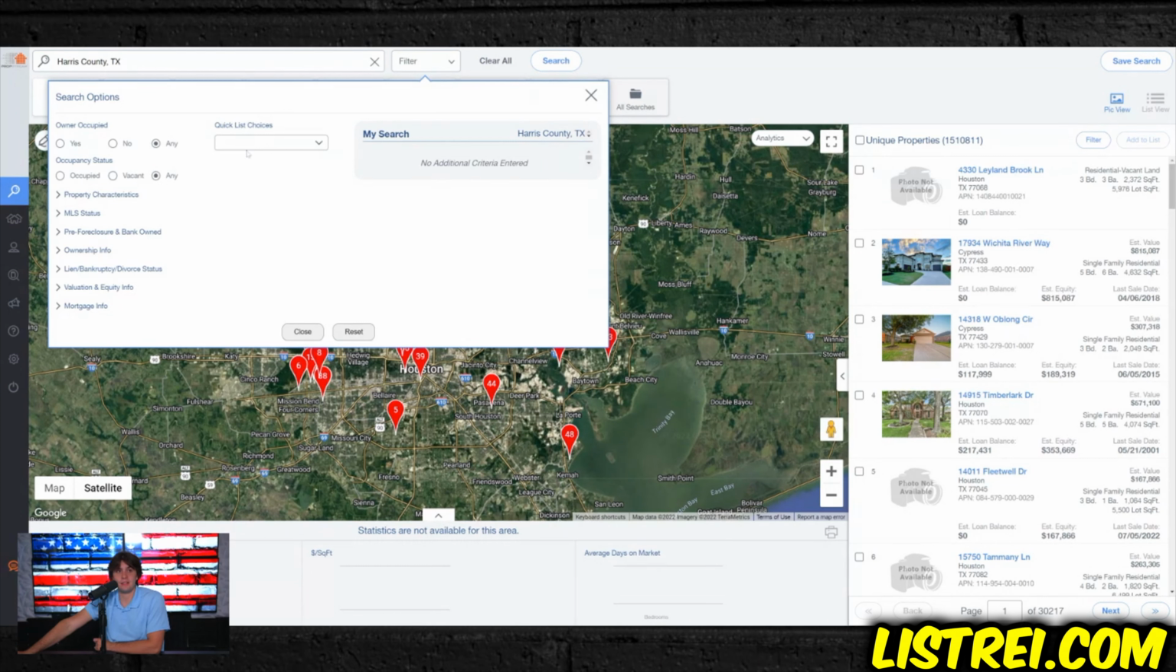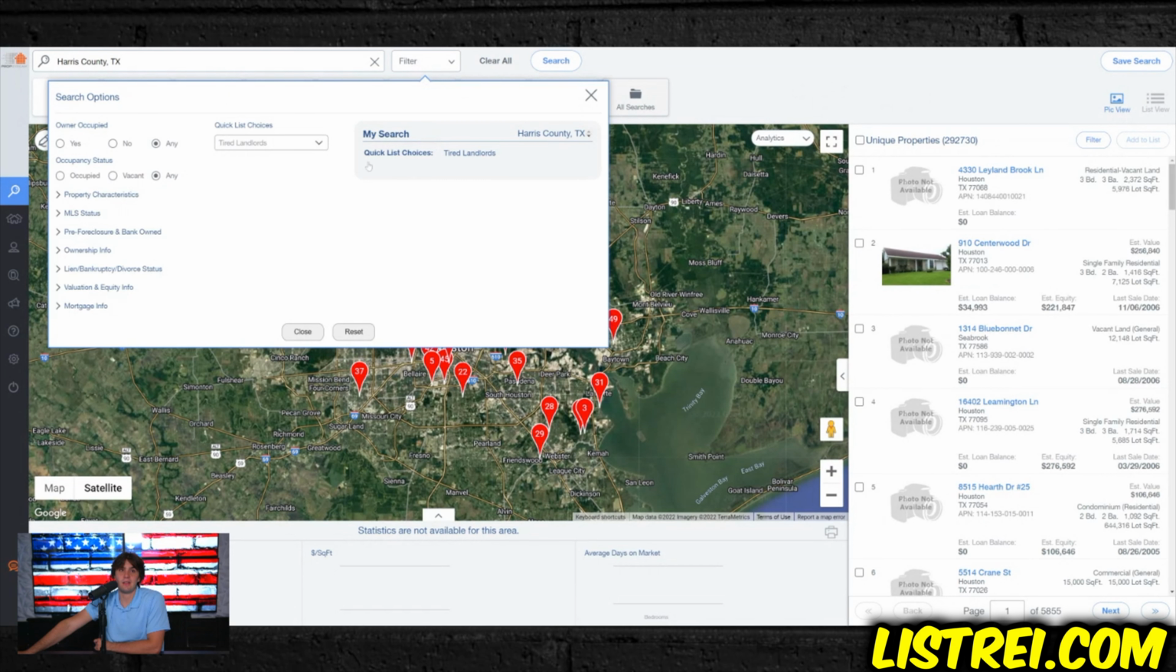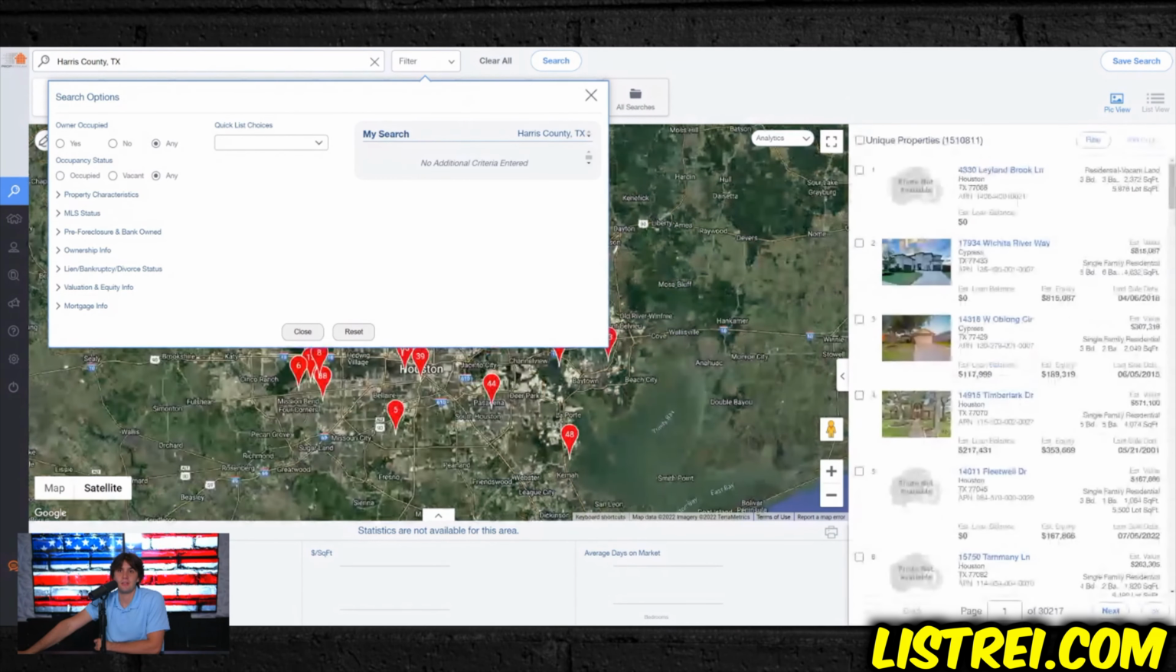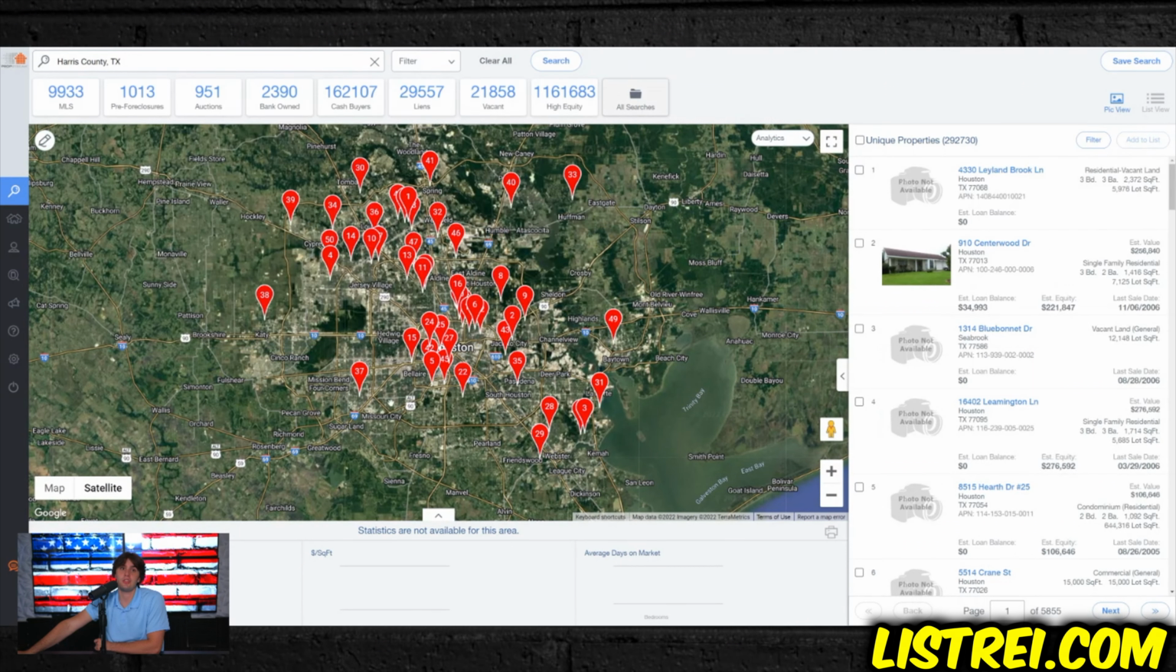So I just go to quick list here and go to tired landlords, which is right here. And these are going to be people that are just landlords. They've owned it for a while. Maybe they're just sick of owning the property, right? So that's a great one. Unfortunately, when I click here on tired landlords, we went from 292,000 to 1.5 million, which is an insane amount. So that means there's a lot of tired landlords. Houston's a huge place. It's one of the top 5 cities in the entire United States.